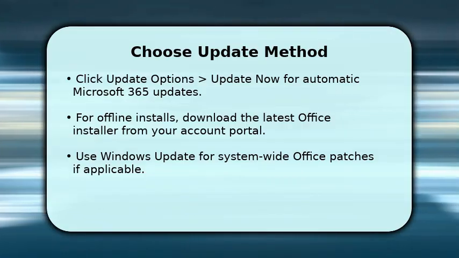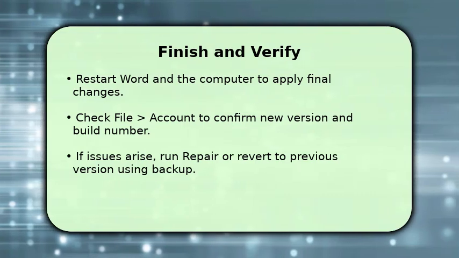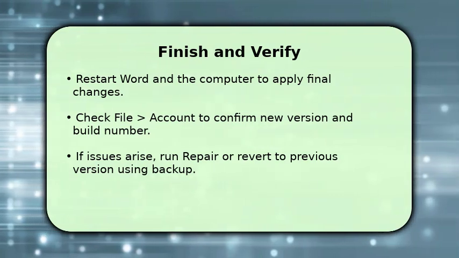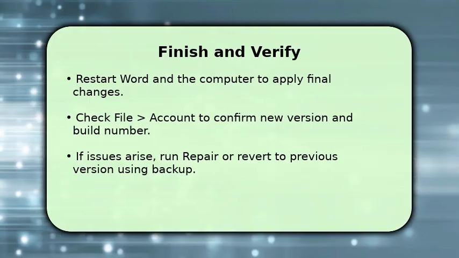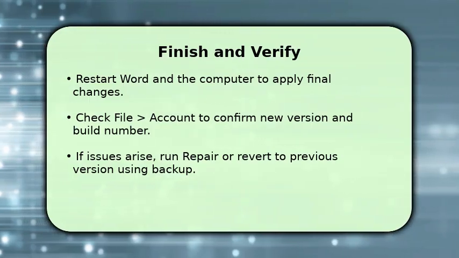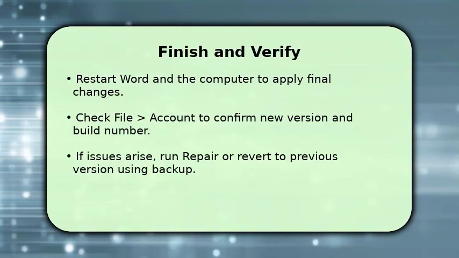Finish the process by restarting Word and then your computer so all components reload. Once restarted, open Word and check File, Account to confirm the new version and build number. This verifies success and ensures new features are active.